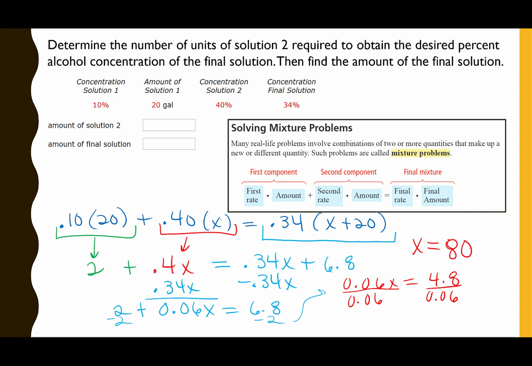Now back to our original problem, we called the amount of gallons of solution 2, we called that x gallons. And so this first question asks the amount of solution 2, that would be 80. Now to find the amount of the final solution, all we have to do is take the 80 that we just found out was solution number 2 and add the 20 gallons from solution number 1. And so the final solution will be 100 gallons. Now that's tricky, that takes a lot of steps, but with practice, you'll get really good at it.